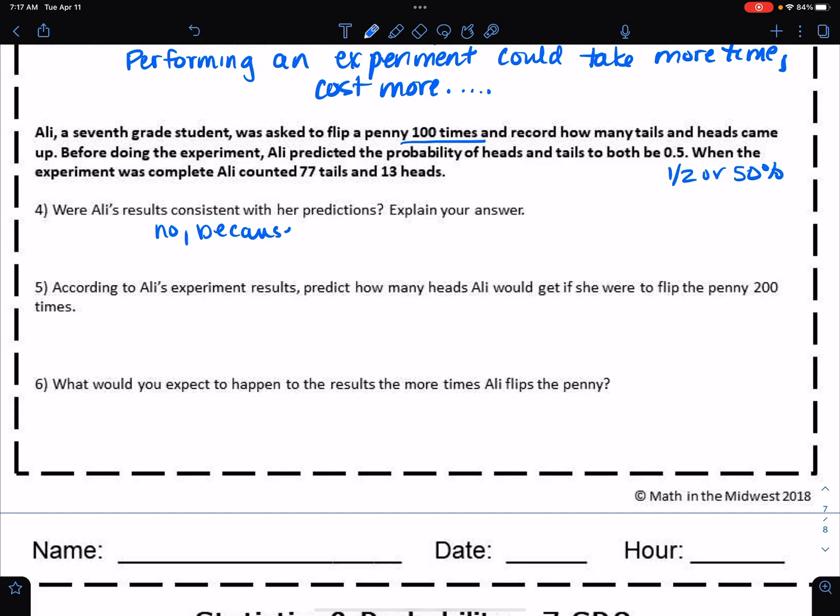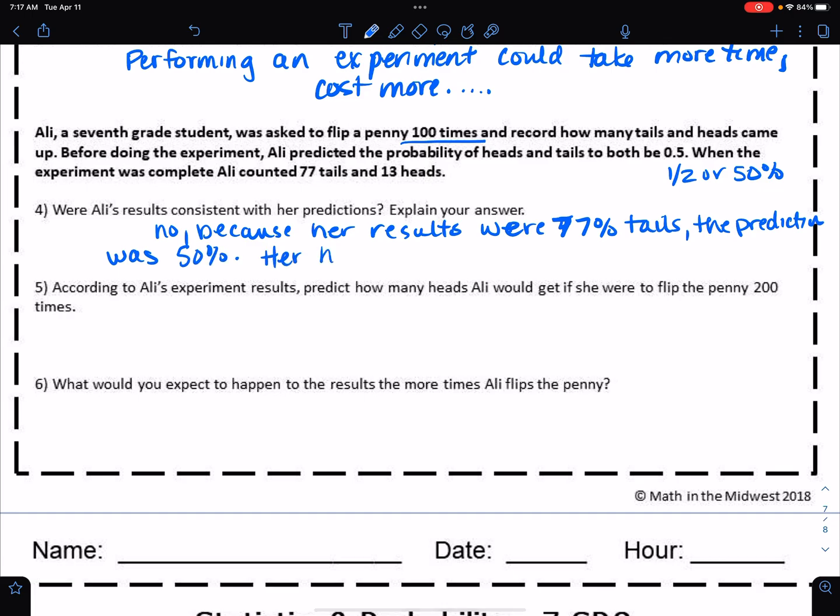Because her results were 77% tails. The prediction was 50%. Her heads results were 13%, but the prediction was 50%.